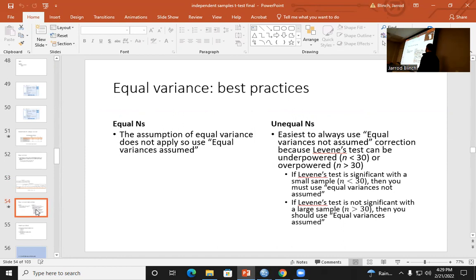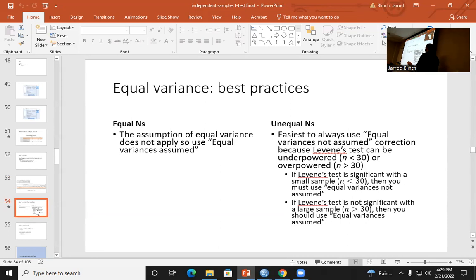assumption of equal variance. Now, if Levene's test is not significant with a large sample size, then because it's overpowered and still not significant, you definitely haven't violated equal variance, so you should use equal variance assumed. So if you want, you can just do equal Ns, always equal variance; unequal Ns, always unequal variance. But if you want to look at it a little closer, depending on your sample sizes, you don't necessarily have to.